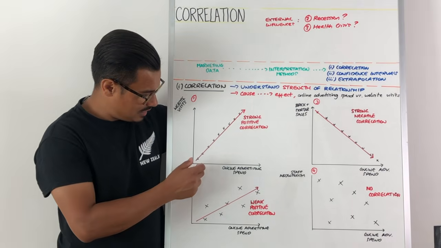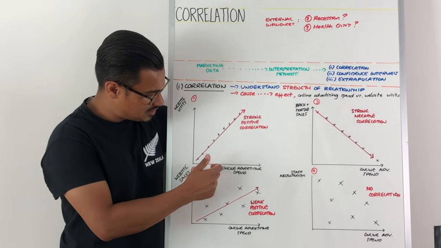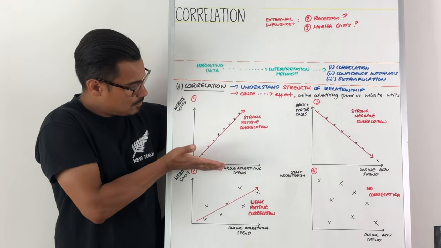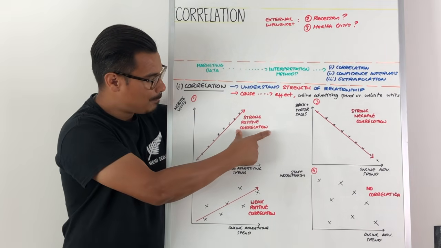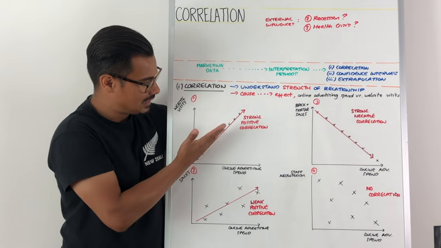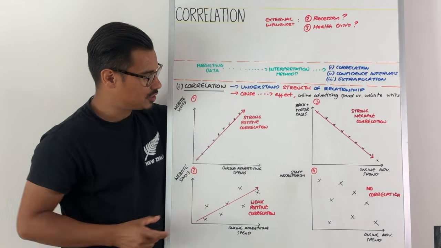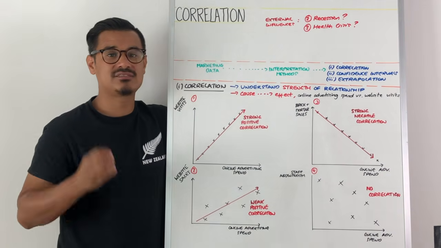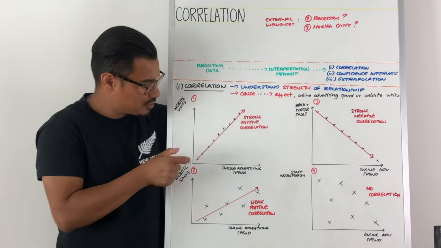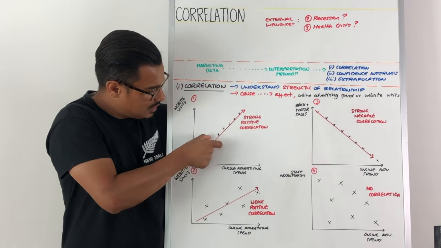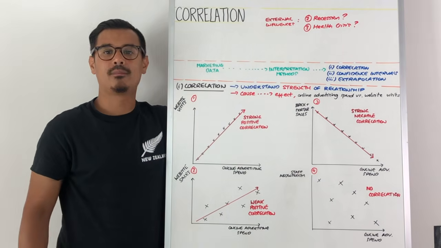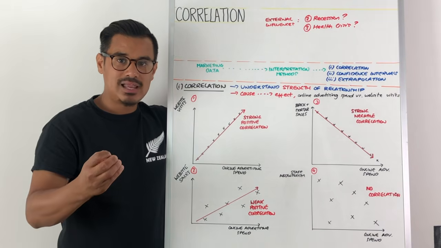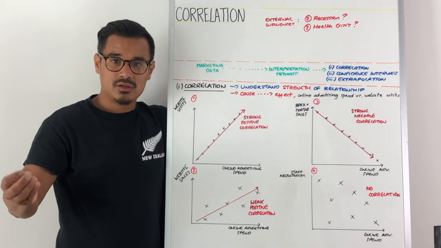Now, we can see here that as online advertising spend has increased, the website visits have increased. So that's an example of a positive correlation because it's clearly going in this direction, but it is extremely strong. It is a very strong positive correlation because those dots there are very tight and the line of best fit can move through it perfectly. Now, let's look at another correlation.